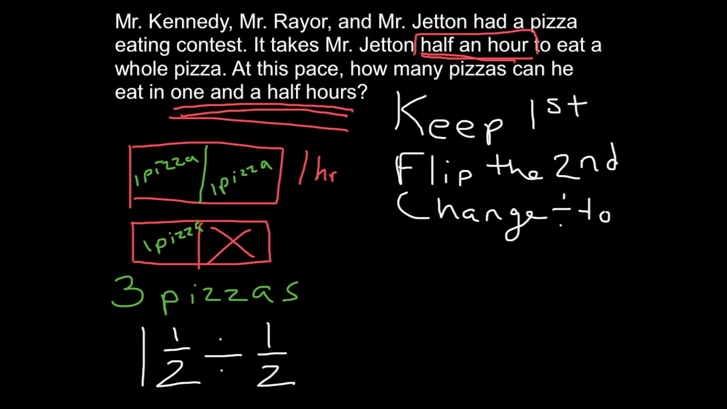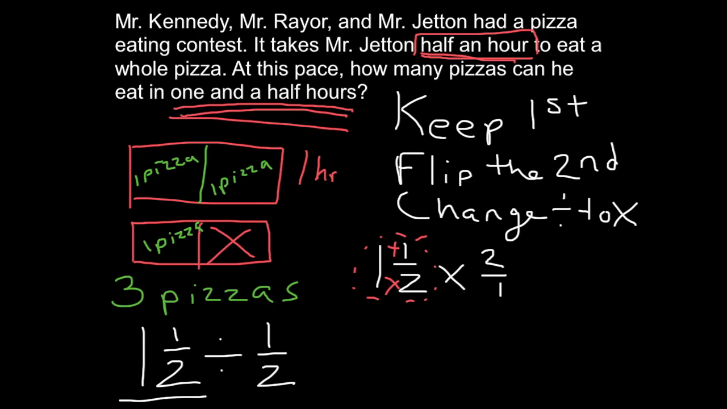and change divide to multiply. Following these steps, we're going to keep the first one the same, 1.5, flip or find the reciprocal of the second, which is 2/1, and change the division sign to a multiplication sign. Now when we multiply fractions, we can't have a mixed number. We change it to an improper fraction. To do that, we multiply the whole number times the denominator and then add on the numerator. So that makes 3 halves times 2/1 makes 6/2.